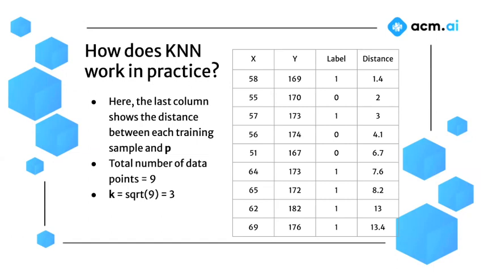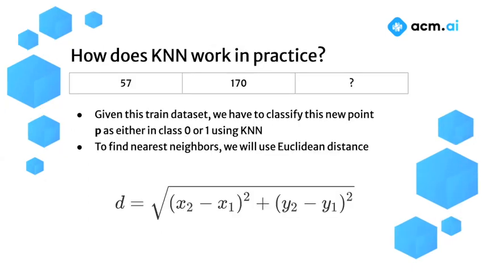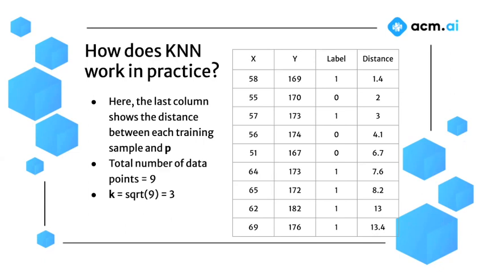But what we have is all our distances with respect to our point P. So we take 58, 169, and was it 50? 170, I think. Just go back a slide. 170. 57 and 170, and calculate our distance. The distance between those two points is 1.4. We're going to do that for all of our different values, and these are the results we get.